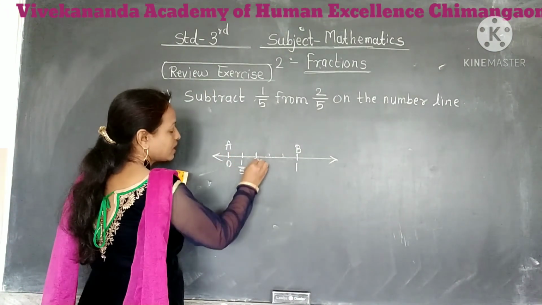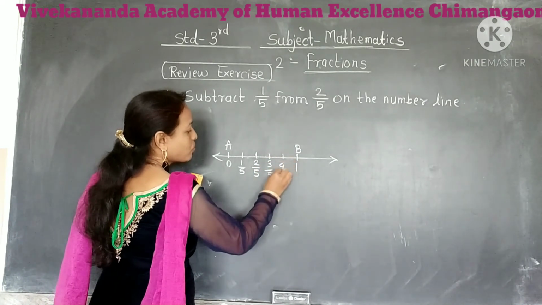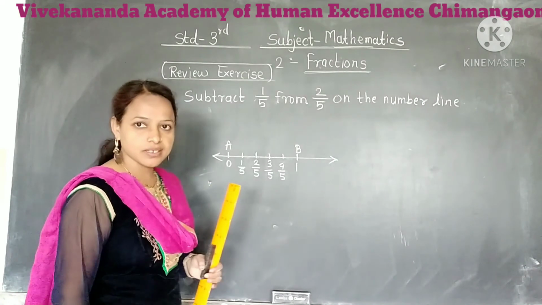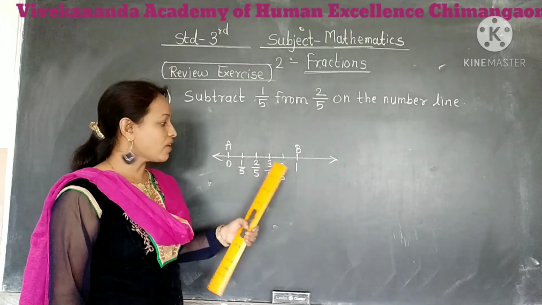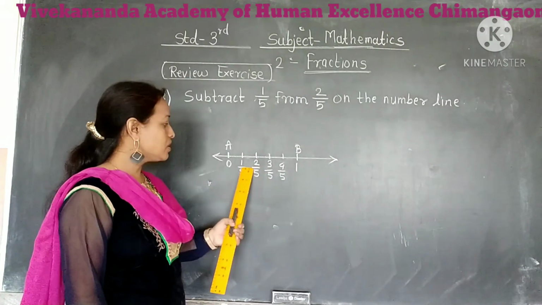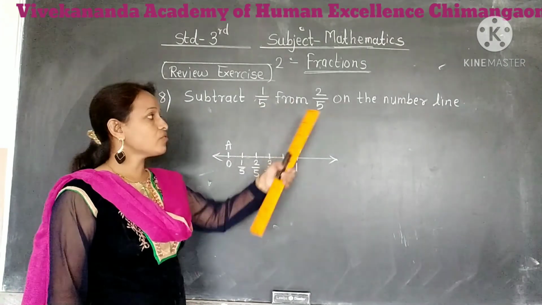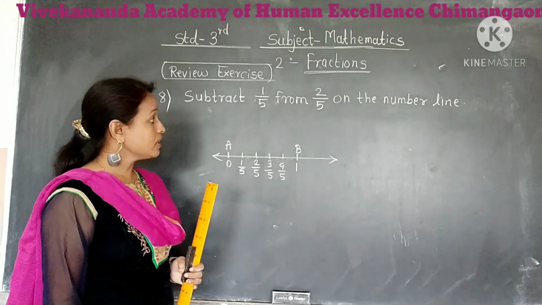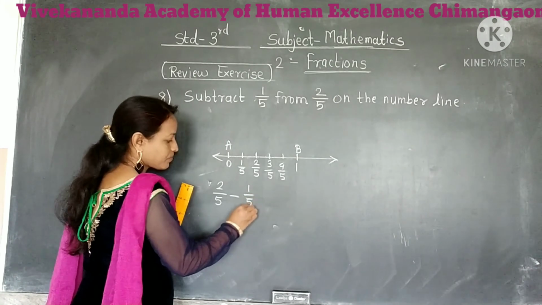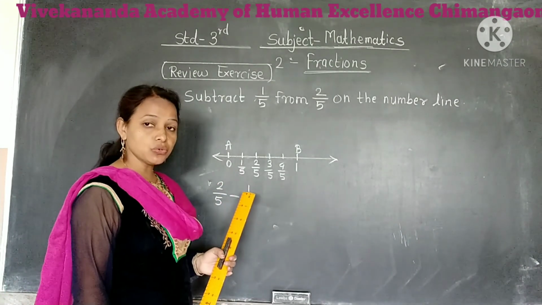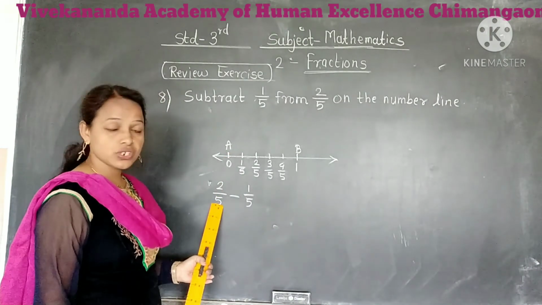1 upon 5, 2 upon 5, 3 upon 5, 4 upon 5 and 1. See student, here the denominator is 5. So we divide line segment AB into 5 equal parts and each part represents 1 upon 5. Now we have to subtract 1 upon 5 from 2 upon 5. So here the subtraction is 2 upon 5 minus 1 upon 5. So first we have to start from point A to reach 2 upon 5.